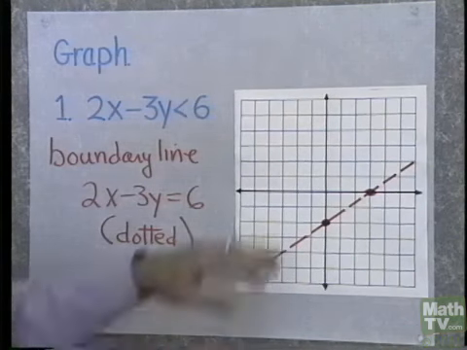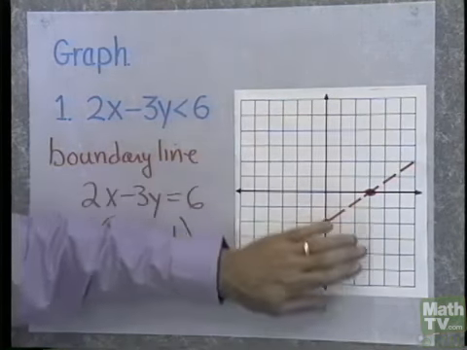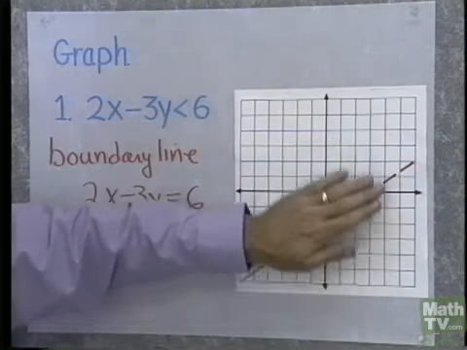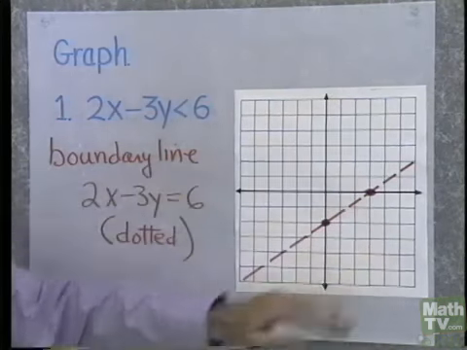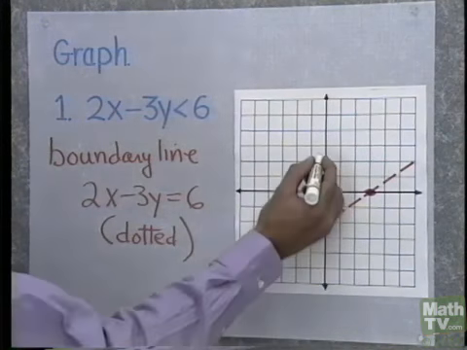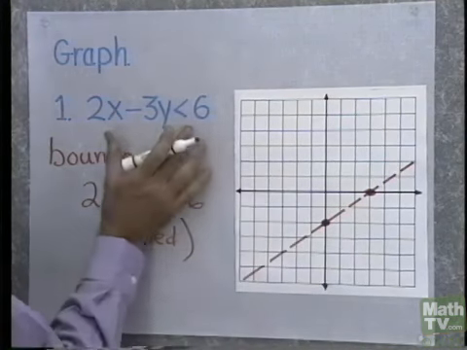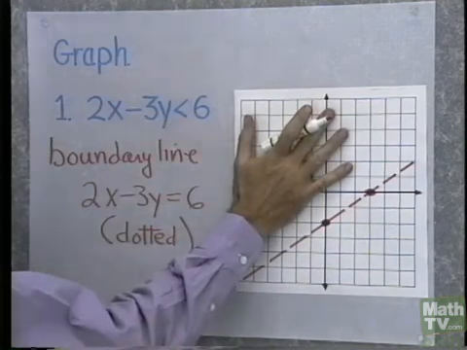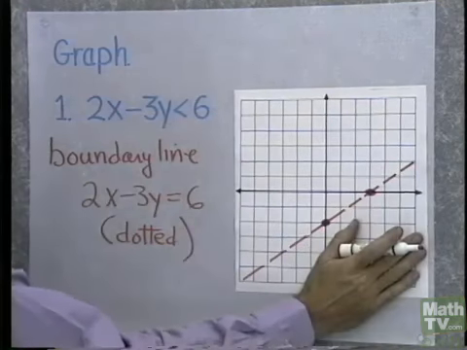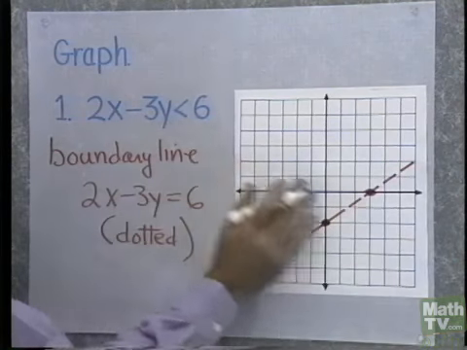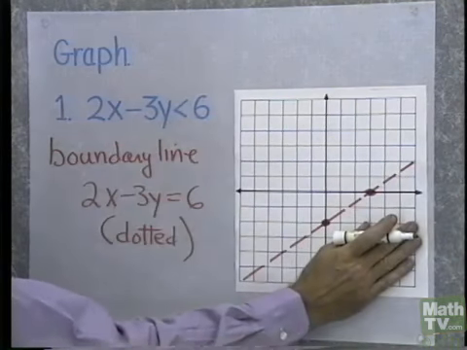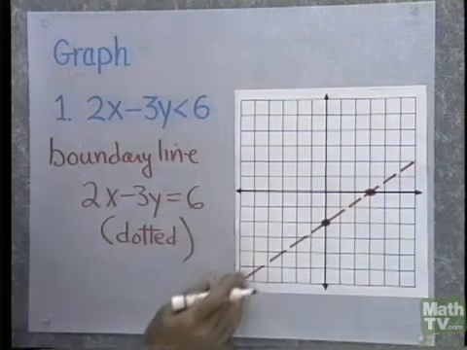Now my solution set lies either in this region right here or in this region right here. And to see which region it is, I simply test any point in either one of these regions. If any point over here is a solution to this inequality, then all the points over here are solutions, and none of the points on the other side are.